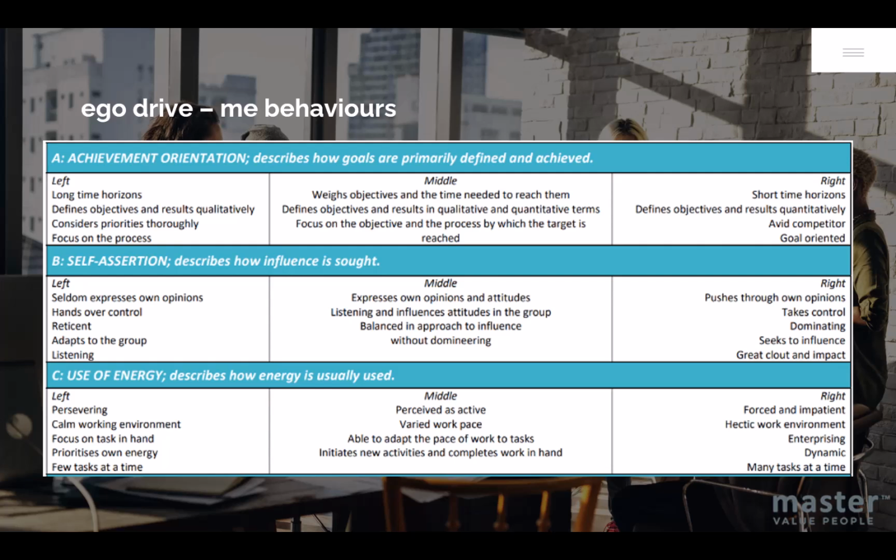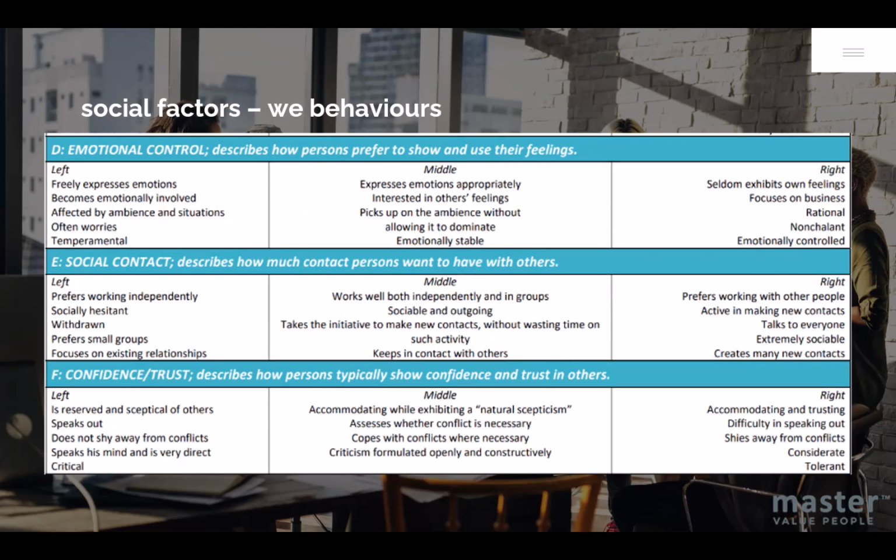So if we have a project, it's good to have a person of each type. Someone who can start things off and toss 10 balls up in the air, and then someone who can catch them and make sure everything is wrapped up in the end. Those were our first 3 traits. Now we've reached the social factors, or the we behaviors.